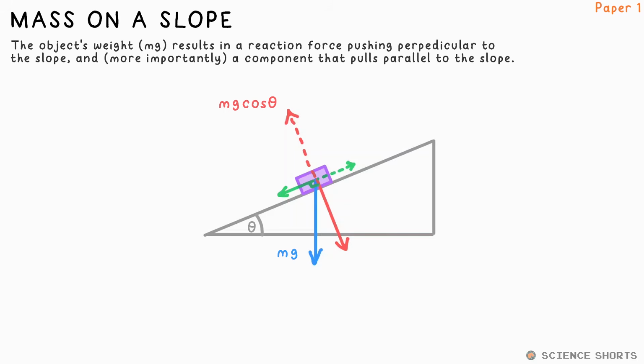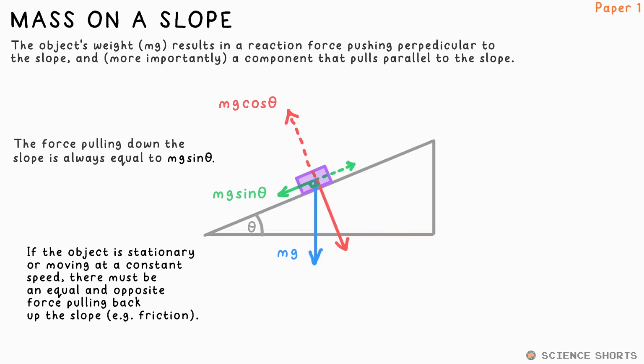The combination of these two forces add up to a resultant force that pulls down parallel to the slope. This is equal to mg sine theta. That's always going to be true, no matter what the object is doing. If it's stationary or traveling at a constant speed, that must mean another force is pushing or pulling up the slope. That has to be equal to this component, mg sine theta.